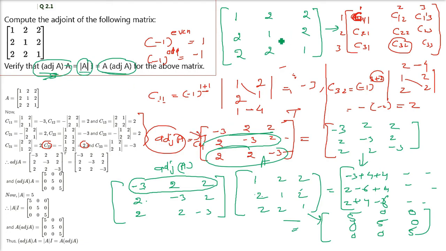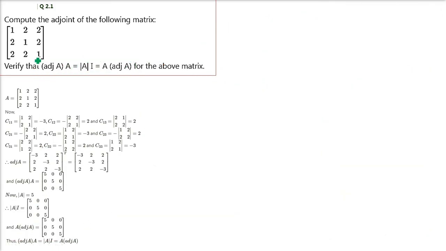Now determinant A, we can find out the determinant also. I have already done adjoint A into A, and then determinant of A we'll find out. We'll open it using the first row. 1 into the minor, and since you already have the cofactors, you can directly use them. It is 1 into C11 plus 2 into C12 plus 2 into C13. That you have to do.